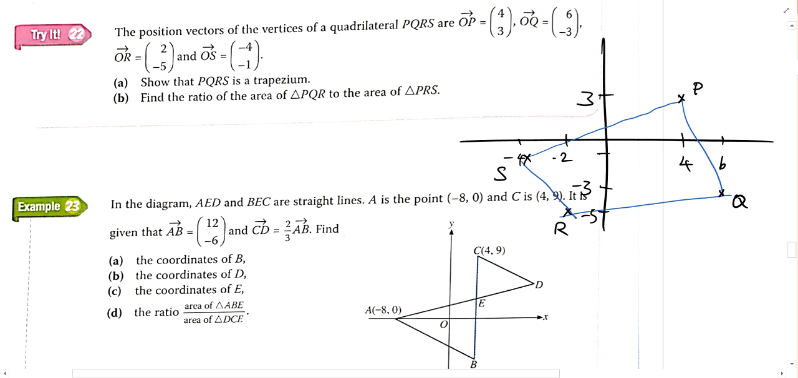Yeah, I didn't draw it very well. Oh, 4 is, yeah, okay, thanks. R is 2, negative 5. Wait, is my P correct? 4, 3, 6, negative 3. R is 2, negative 5. This is R. And S, negative 4, negative 1. Okay. Is it correct now?